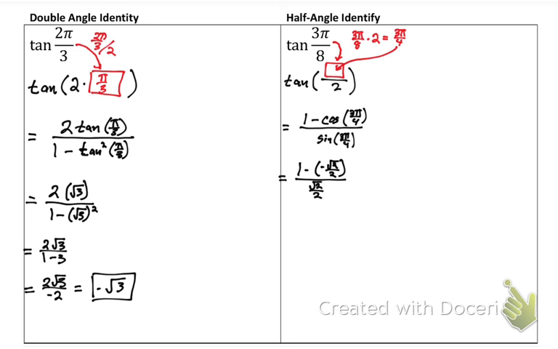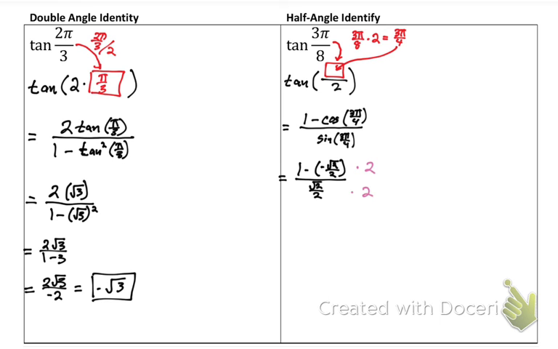Now we could use keep, change, flip. I could just keep the top one, flip the bottom one, change it to multiplication. What else could I do to clear those fractions? Multiply by 2. And it turns out if I multiply the top by 2 and the bottom by 2, I clear all of my fractions. Especially if we have the same denominator in the top and bottom, it usually means it's probably easier to multiply by 2. So I'm going to go ahead and use that to clear my fractions.